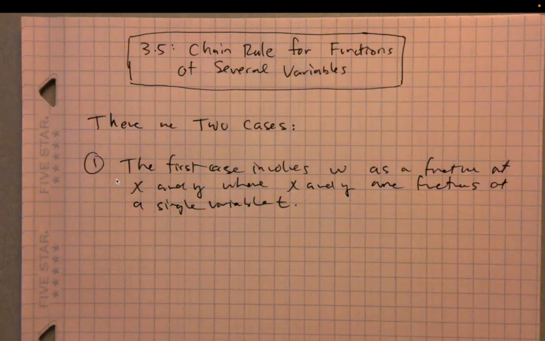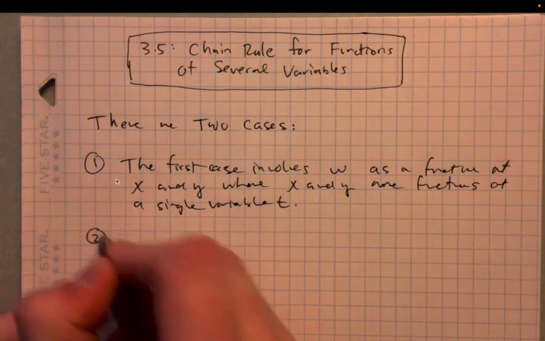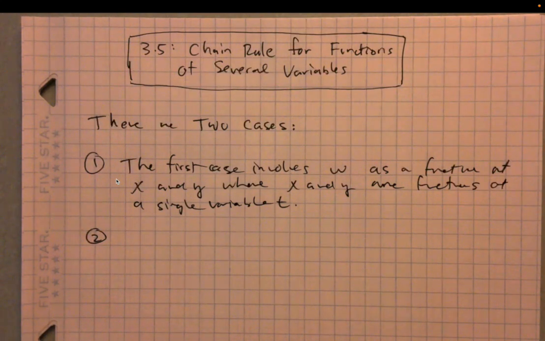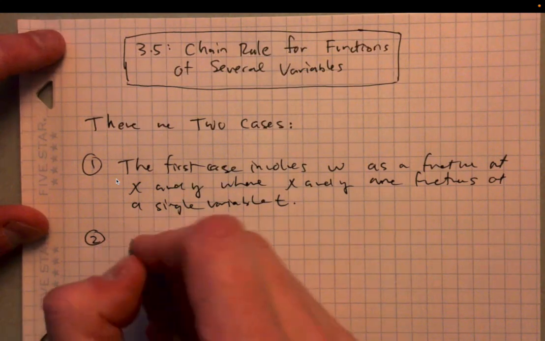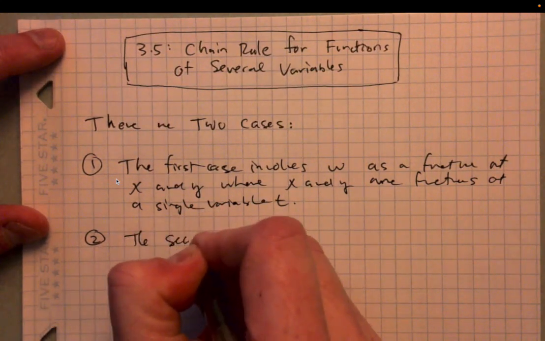Okay, so that's where we'll start. But just so that we know where we're going and what to keep in mind as we go through this first case, let's talk about the second case. The second case involves w as a function of x and y, where x and y are themselves functions of several variables, right? So they're not going to be functions of a single variable.